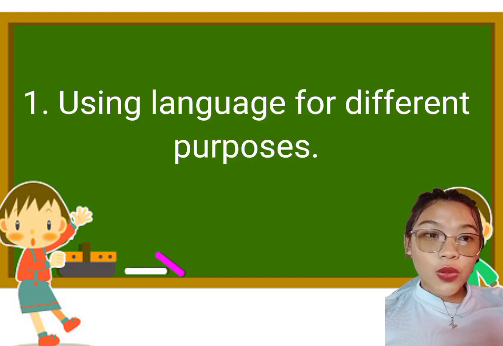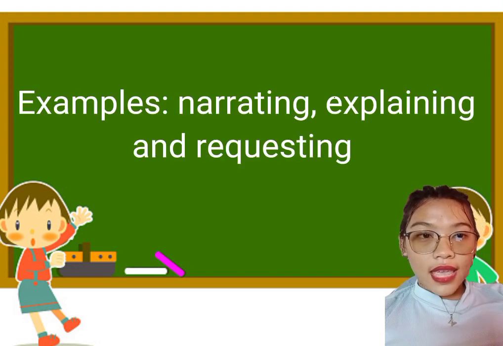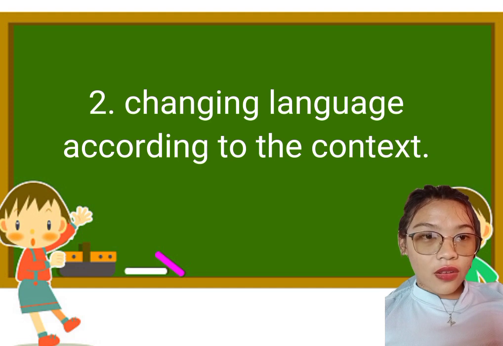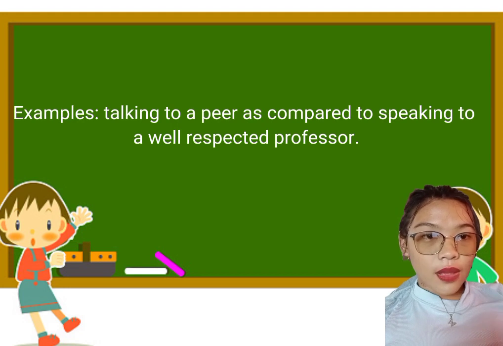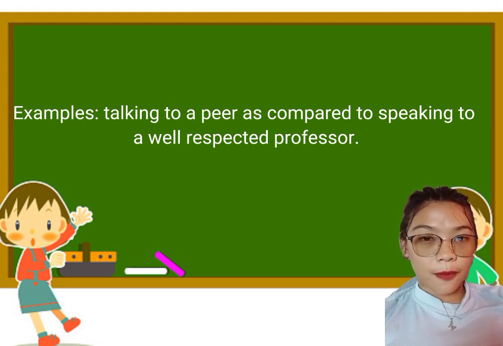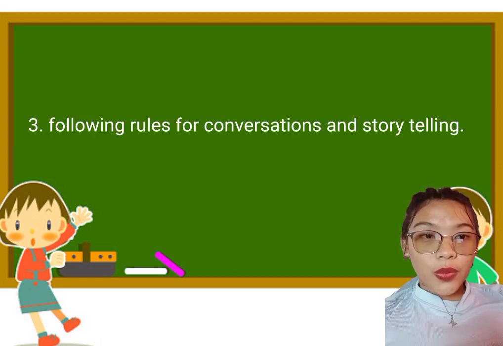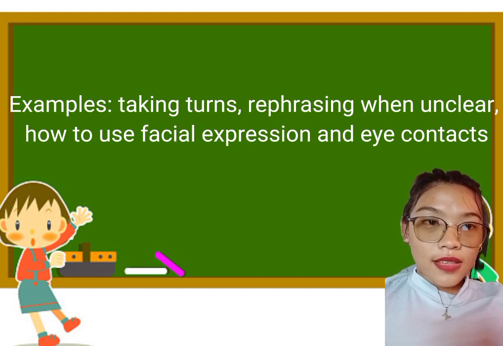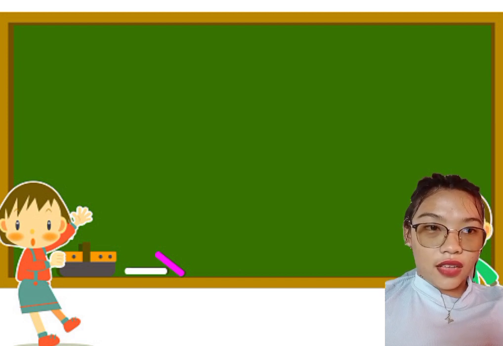Number 1 is using language for different purposes. Example of this is narrating, explaining, or questioning. Number 2, changing language according to the context. Example, talking to a peer as compared to speaking to a well-respected professor. Last, following rules for conversations and storytelling. Example of this is taking turns, rephrasing when unclear, how to use facial expressions, and eye contact.